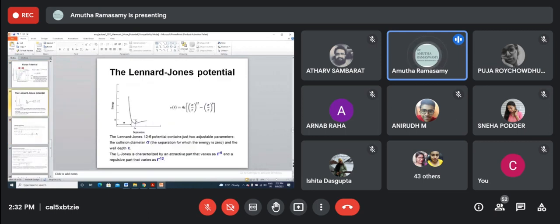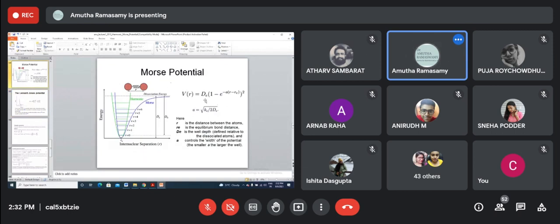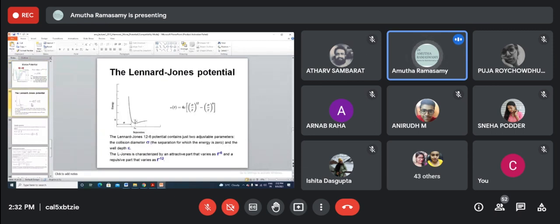Now you can have the same Morse potential in a different, elongated or up-to-date form, that is the Lennard-Jones potential. There is an attraction part and a repulsion part. So the Lennard-Jones, we say this is the 12-6 potential, the Lennard-Jones 12-6 potential.